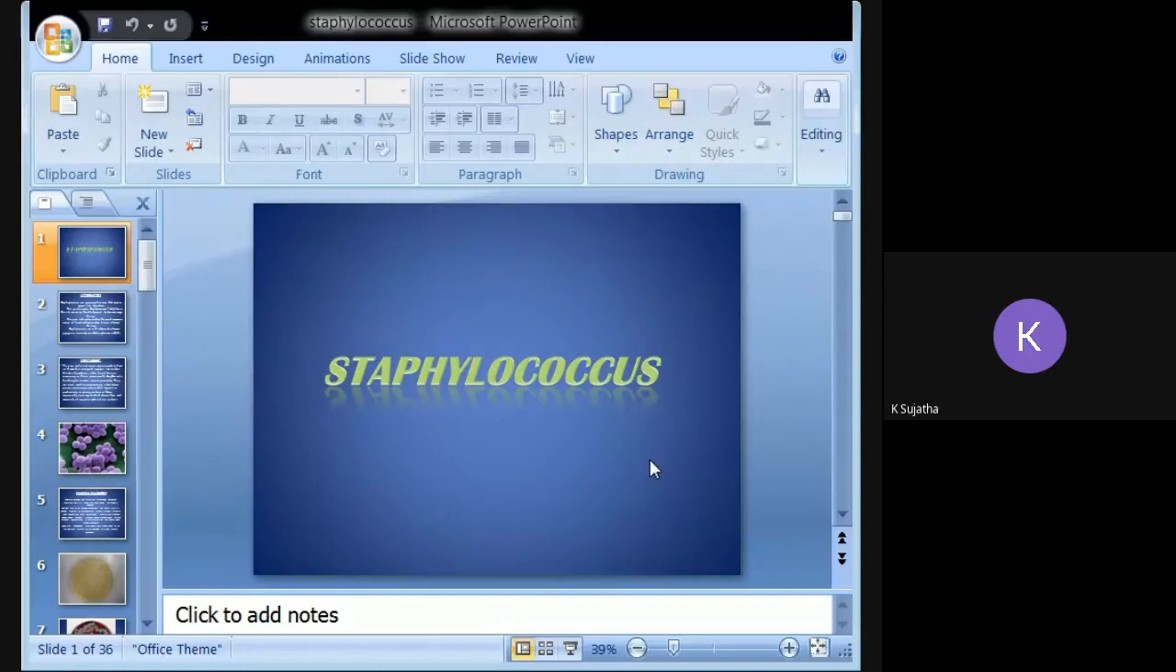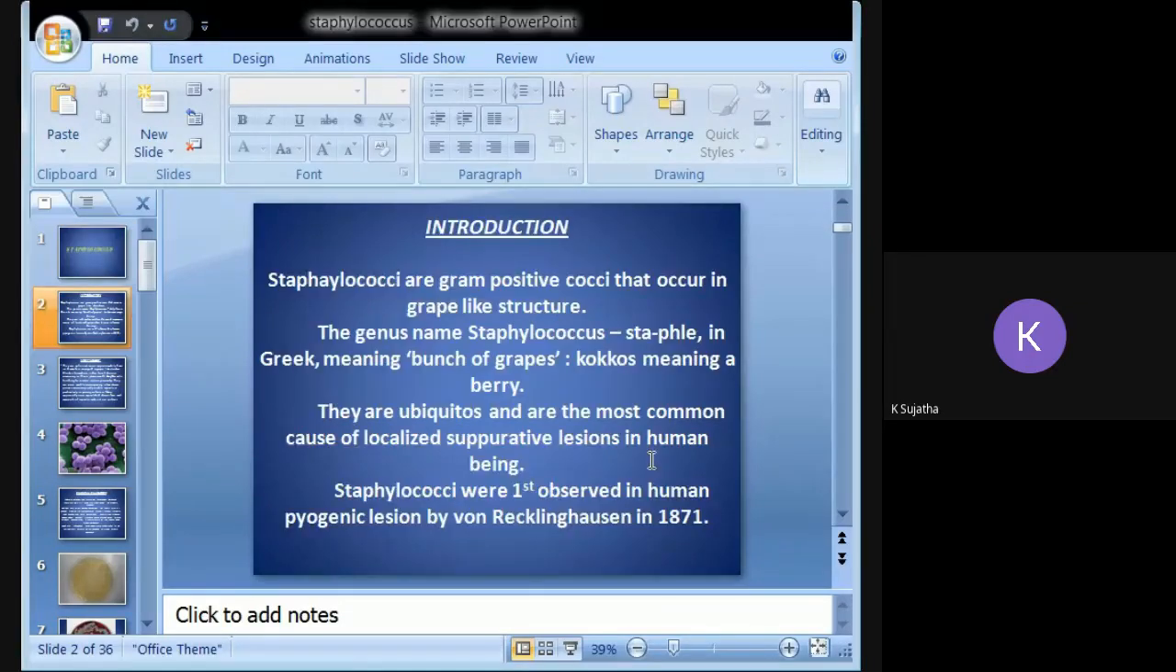The last class, Staphylococcus, part four, introduction. What is the organism? And which type of disease is caused by this organism? Staphylococcus aureus, full name. Staphylococcus is the genus, aureus is the species. This is a gram-positive bacteria, and it causes separate infections.